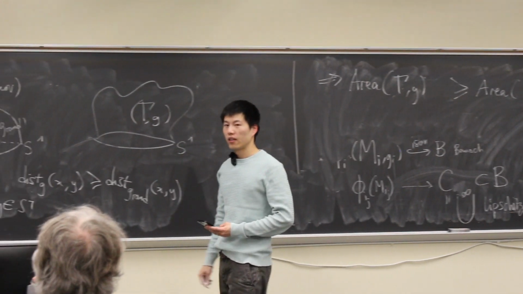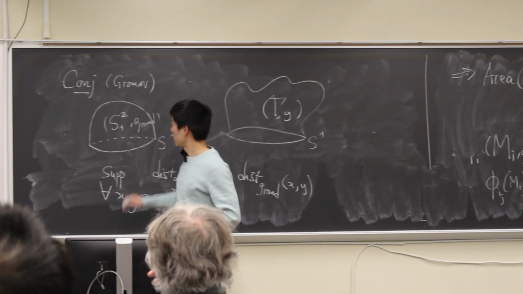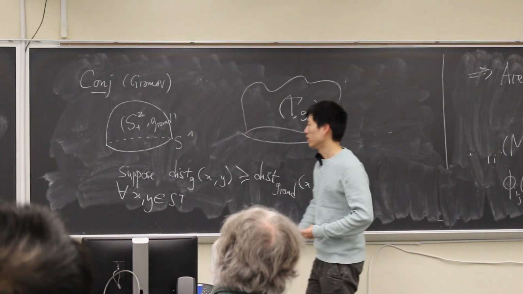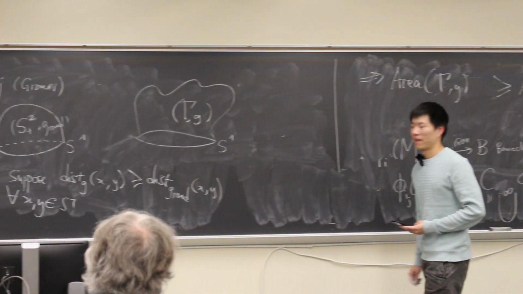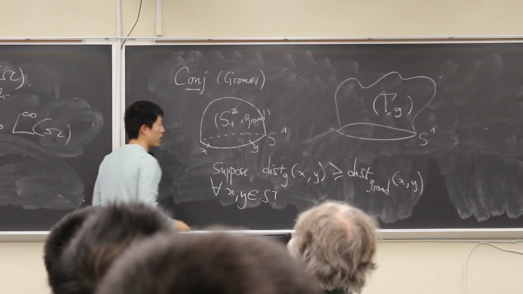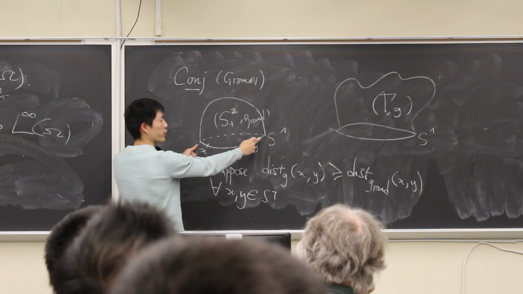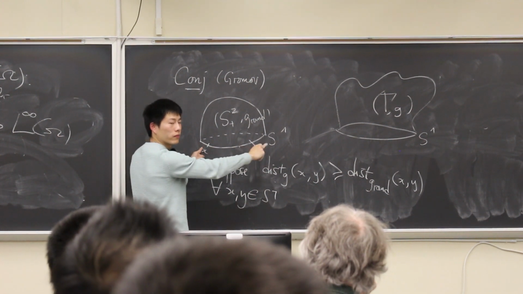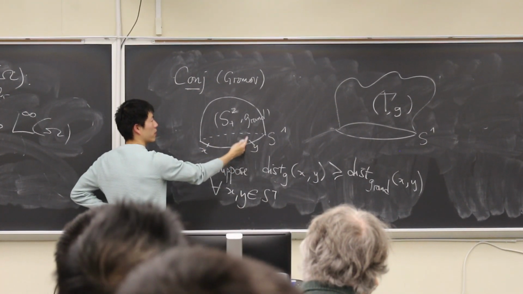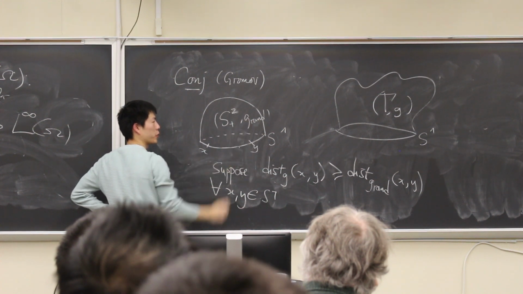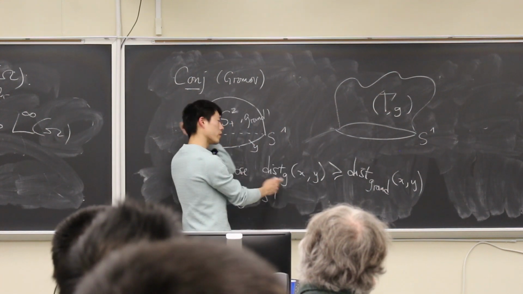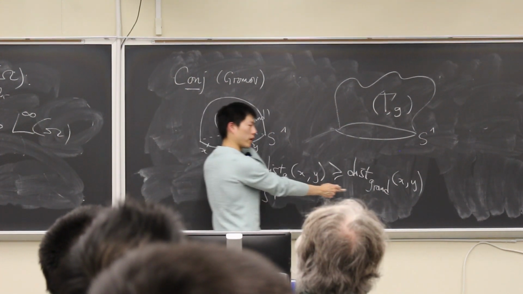Suppose that for any point, the distance on the boundary... So you have two surfaces with the same boundary, which is an S1. You take 2 points. You can measure the distance between those 2 points in that manifold using the round metric, or in this manifold using this metric G. And the condition is that the metric G is going to dominate the round metric.